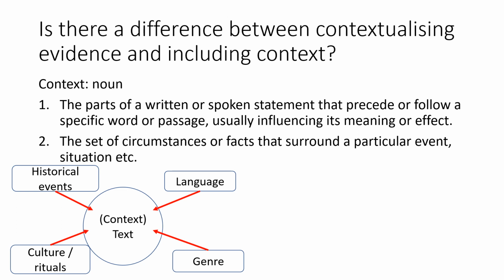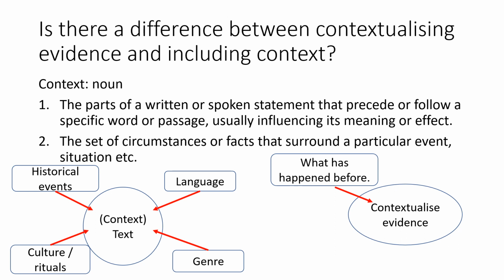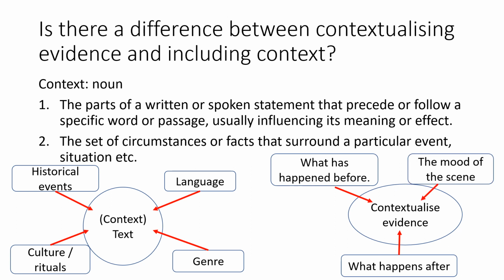The first definition refers to what we are looking at though, contextualizing evidence. And we need to look at different things in order to do this well. So we have our quote. We need to think about what's happened before that quote, what happens after, and also the mood of the scene. So essentially, we're looking at exactly what is going on, because that can have an impact on what our quote actually means or its effect on the reader.